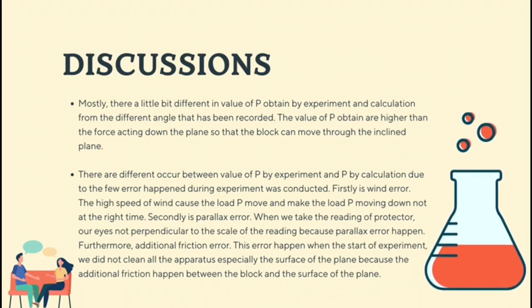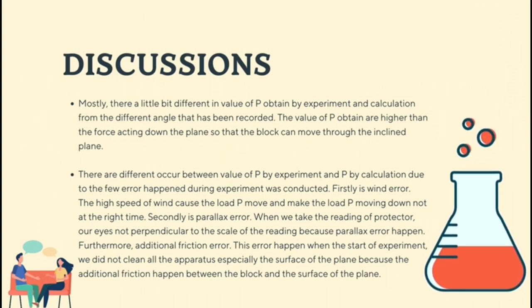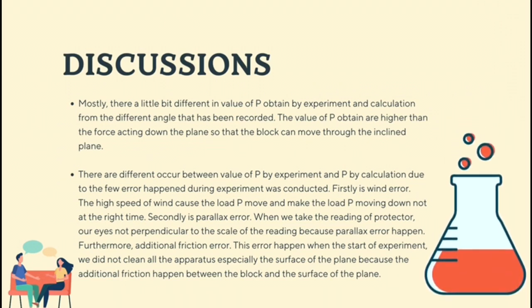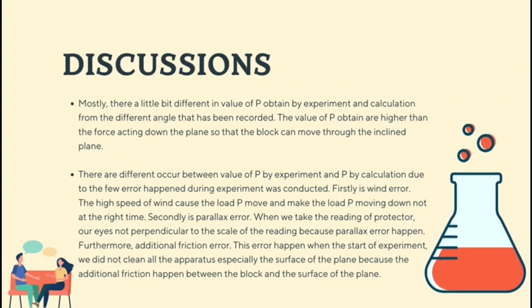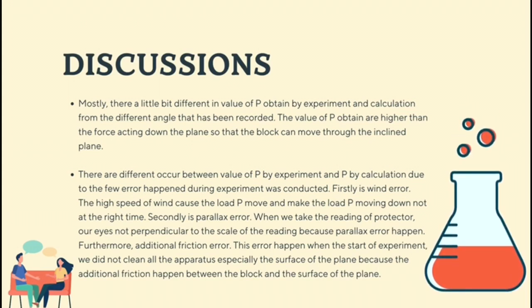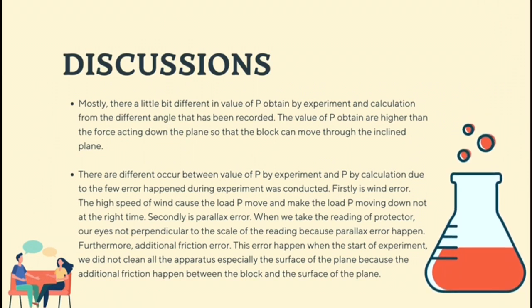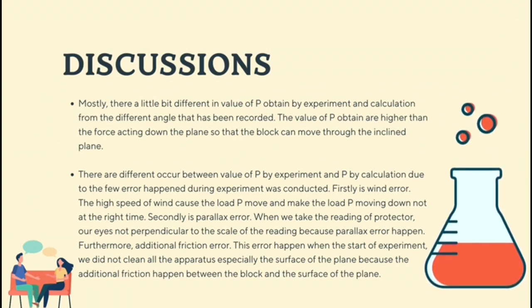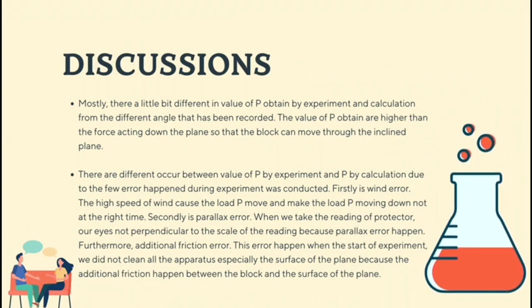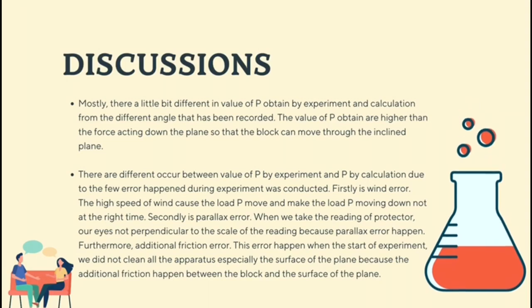Firstly is wind error. The high speed of wind caused the load P to move and made the load P move down not at the right time. Secondly is parallax error. When we took the reading of the protractor, our eye was not perpendicular to the scale of the reading, so parallax error happened. Furthermore, additional friction error happened at the start of the experiment. We did not clean all the apparatus, especially the surface of the plane, so additional friction happened between the block and the surface of the plane.